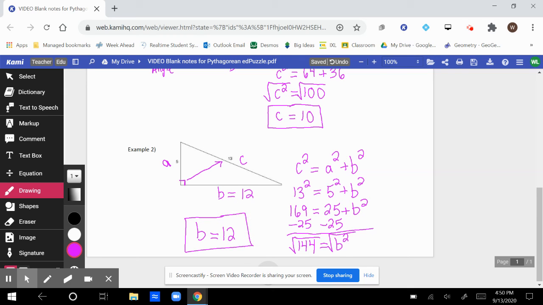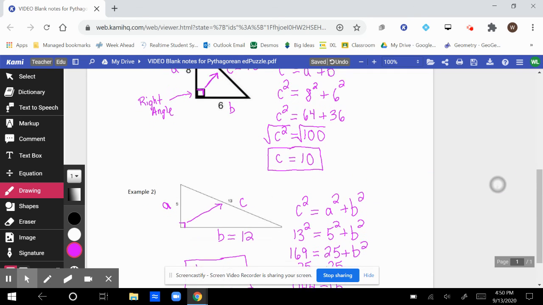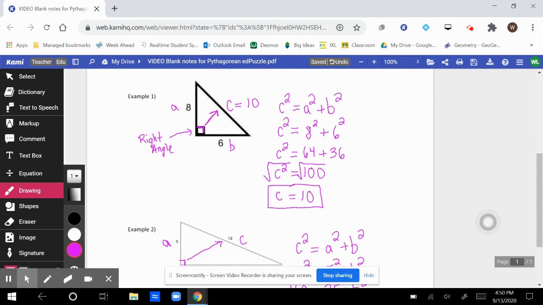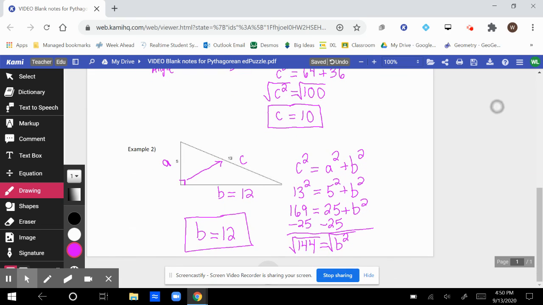In these two examples, notice both of them you were given 2 out of the 3 sides. You'll always need 2 of the sides in order to solve for the third. And also notice that that right angle box was shown in both pictures. You need to know for a fact that the triangle is a right triangle in order to use the Pythagorean theorem.